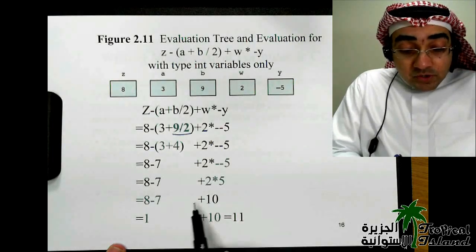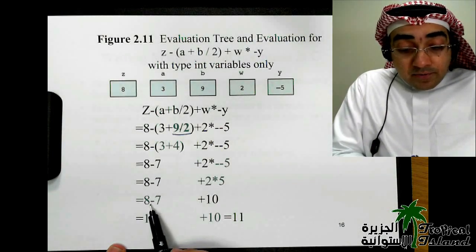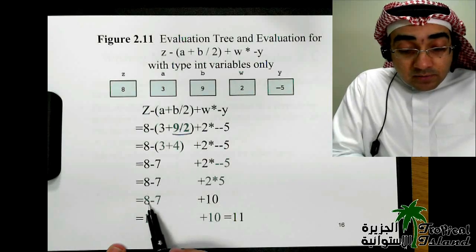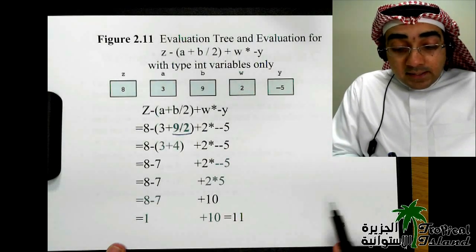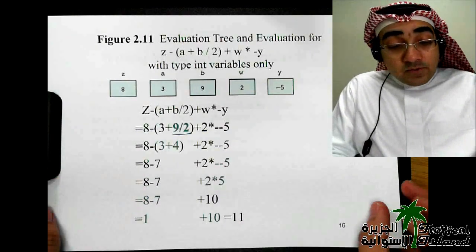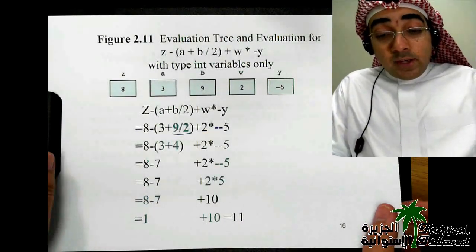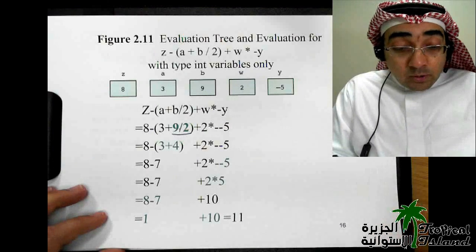Then we have this expression, and this has the same precedence, so we go to the left and start evaluating it. So 8 minus 7 is 1, and then we have to add 10 into it, and we get an 11. Okay, so this is an example of how you do an evaluation tree. Don't go and do other things.